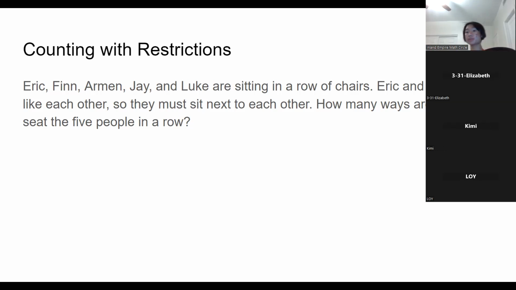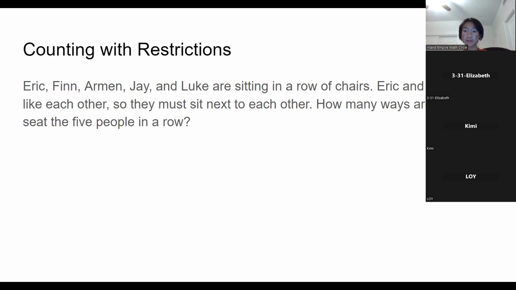Yeah, Kimi, go ahead. I'm just guessing, but the easiest thing you would think is 5 factorial divided by 5. But then we wouldn't fulfill the need of Eric and Finn being together. So I'm thinking it's 5 factorial divided by 4. It's not quite the answer, but your thought process is really good. I like how you tackled that problem.